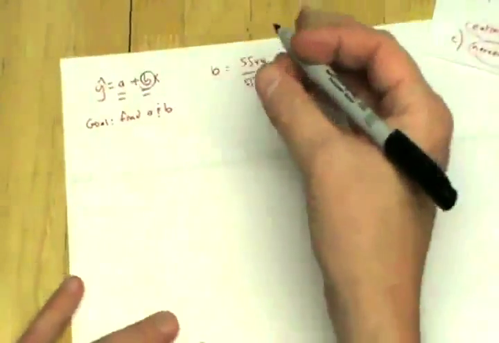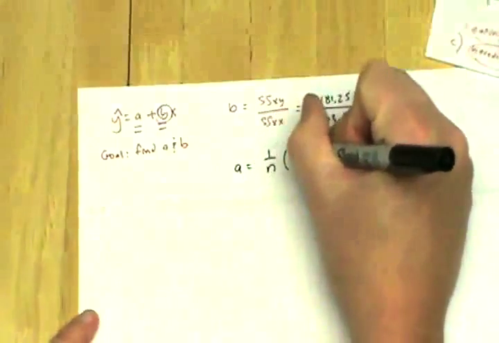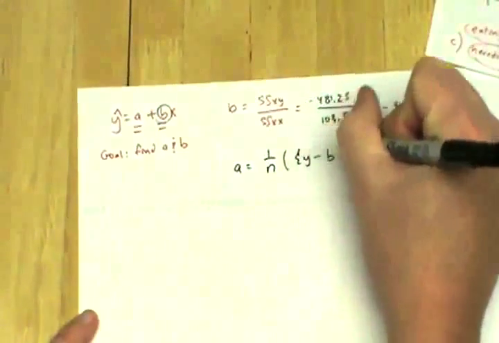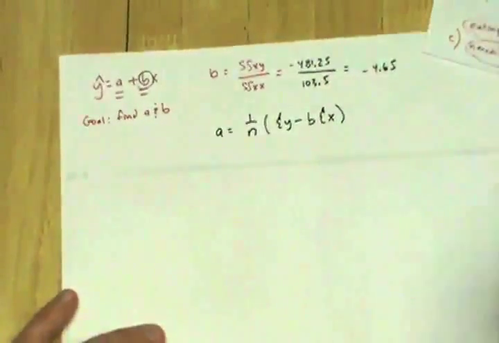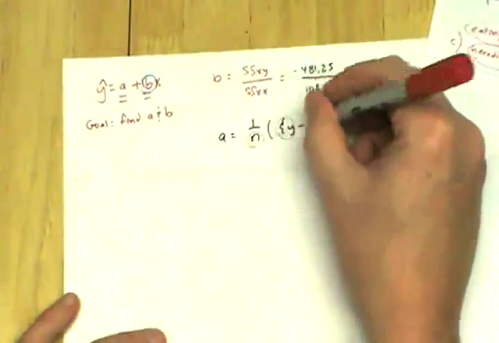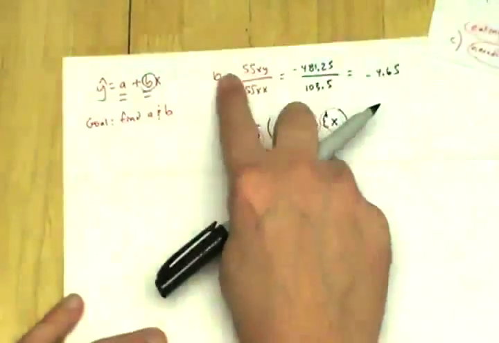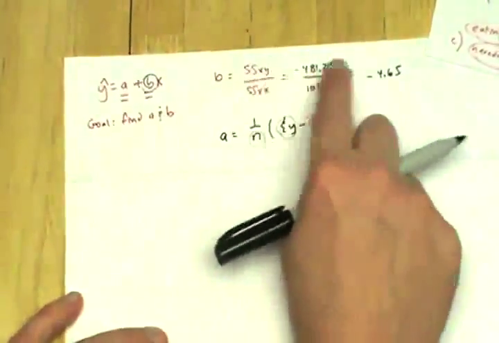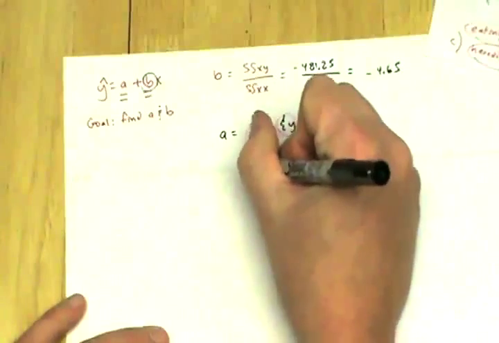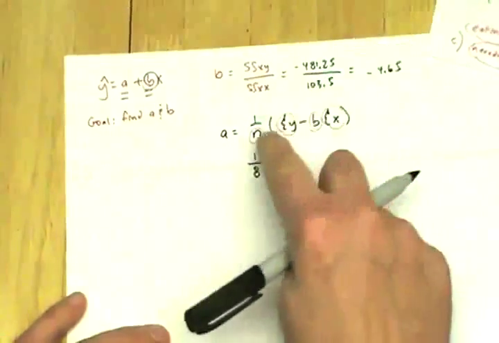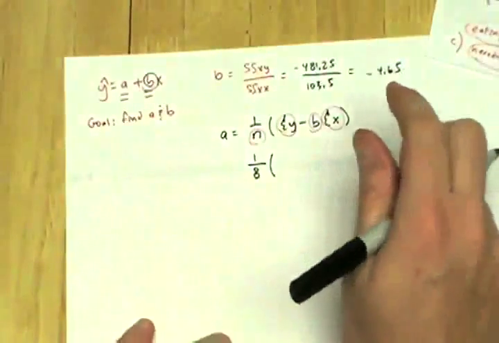Now we have to find A. The formula for A, according to your formula sheet, is 1 over n times the summation of y minus b times the summation of x. Okay, so we have to fill in for n and all of these. You can notice that because B is in this formula, we have to find B first. It doesn't go alphabetical because we need B to substitute in to get A. So 1 over n is 1 over 8, because remember, n was 8. There were 8 people who exercised and had cholesterol levels.